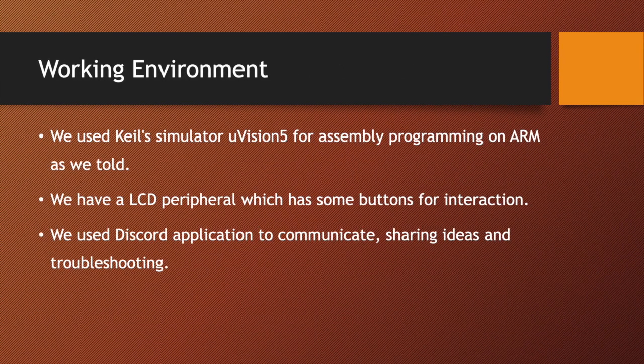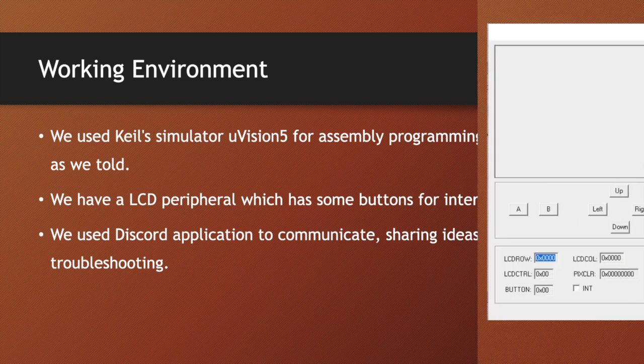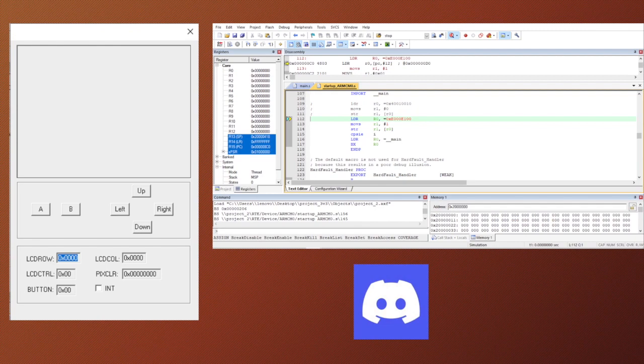For this project, we used Keil's simulator uVision 5 for assembly programming on ARM architecture. And we were given an LCD peripheral which has some buttons for user interaction. Basically, we are playing the game on this peripheral. And we use the Discord application to communicate with each other. We shared ideas and did many troubleshooting sessions. You can see our work environment here.